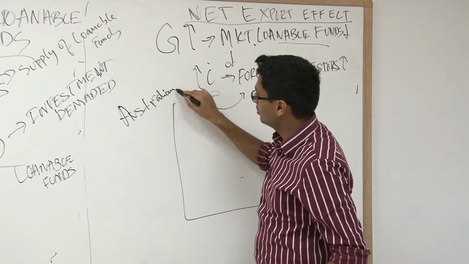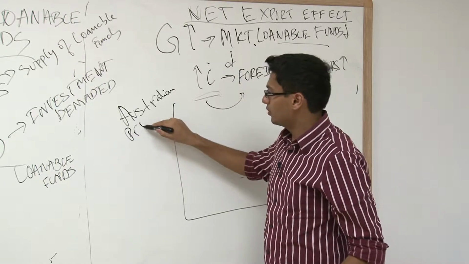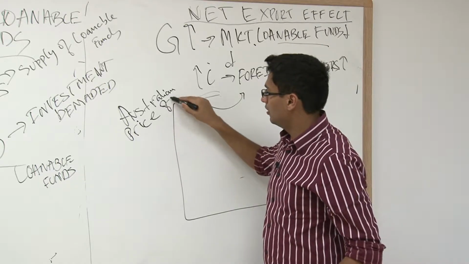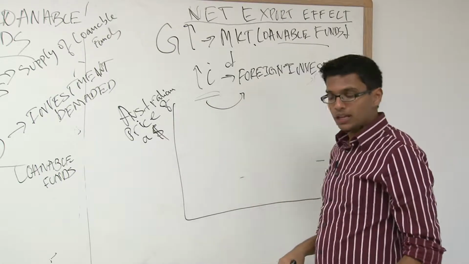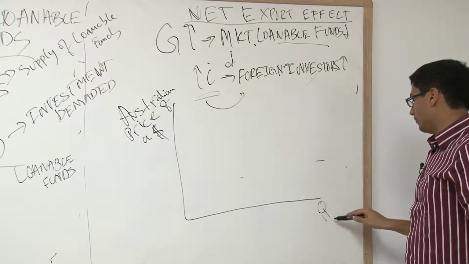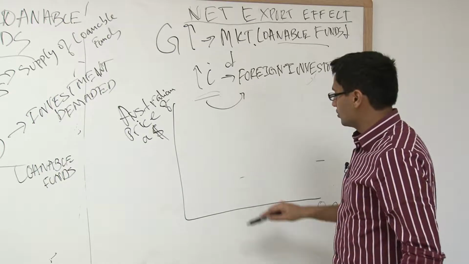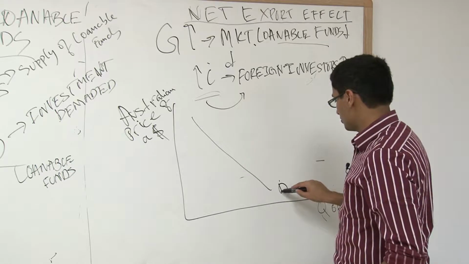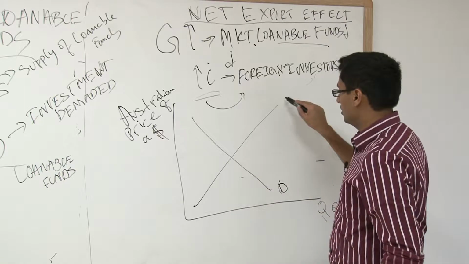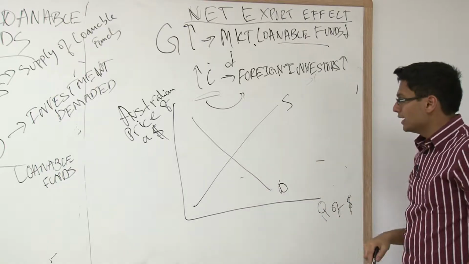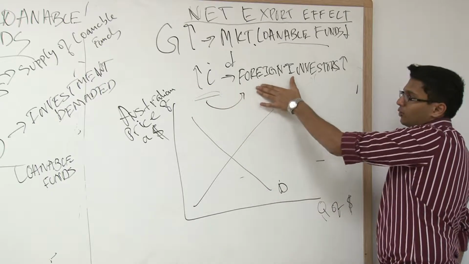I'm pretty sure it's the Australian dollar, but this is the Australian price of a US dollar, and this is the amount of US dollars. As usual, there's a demand for dollars, and there's a supply of dollars.